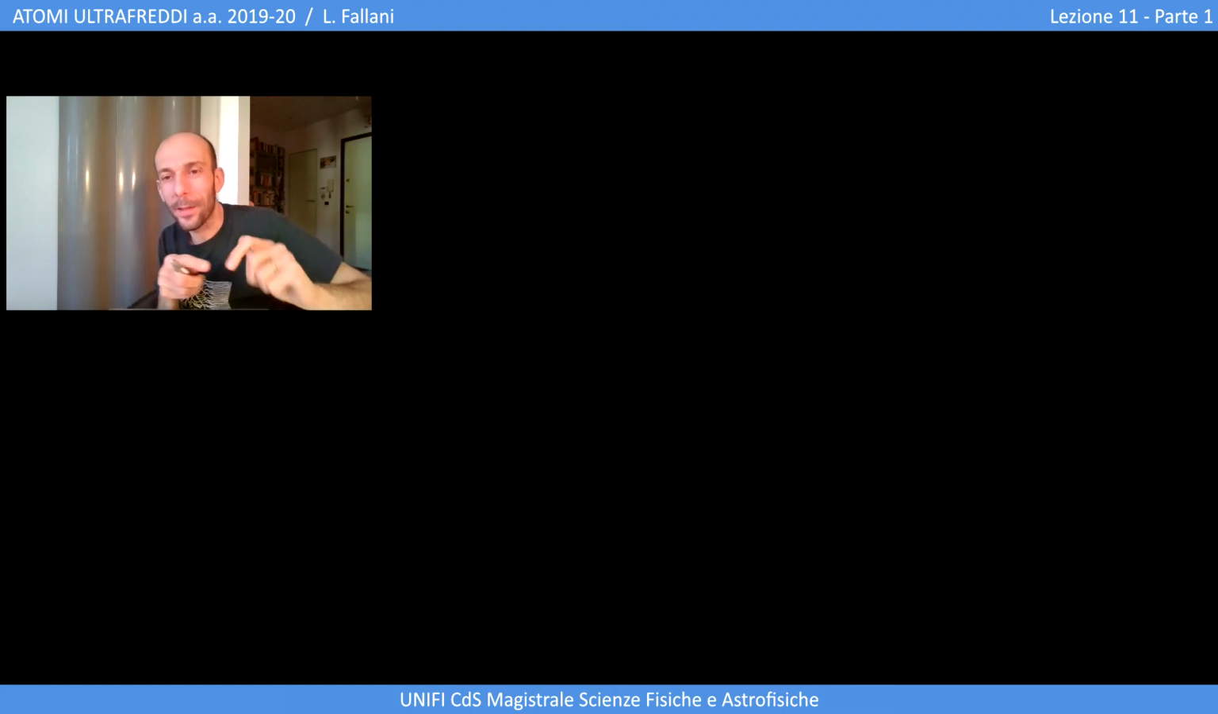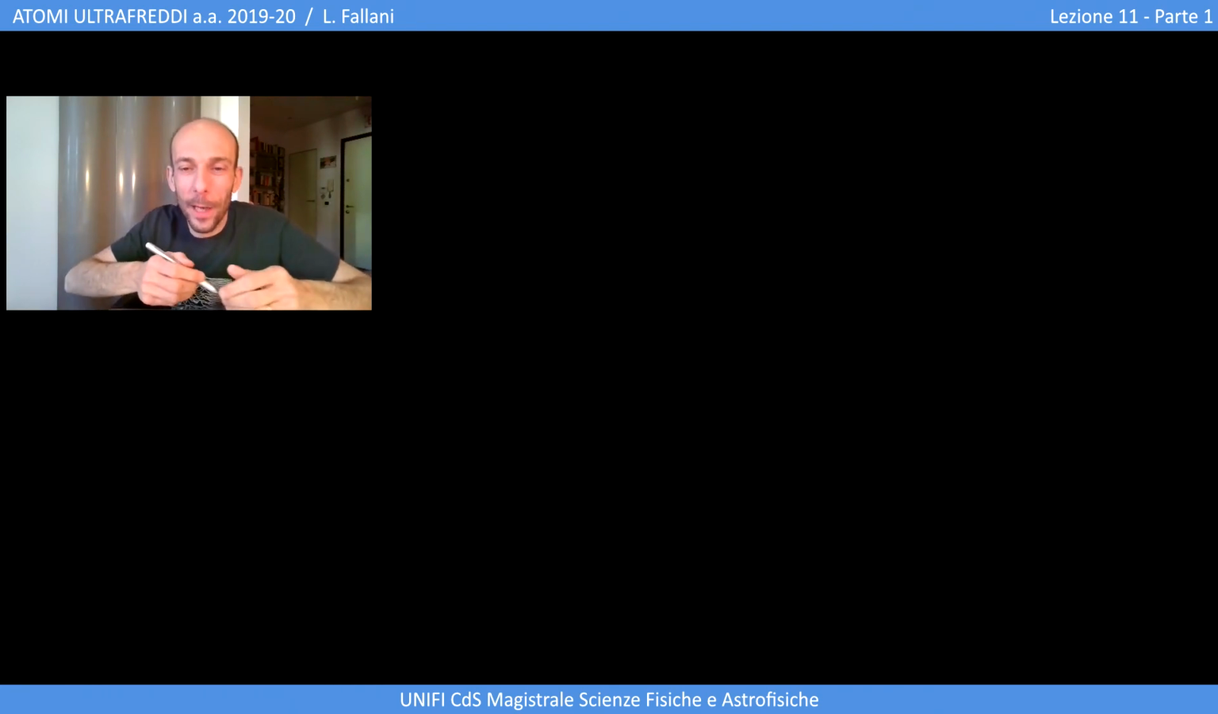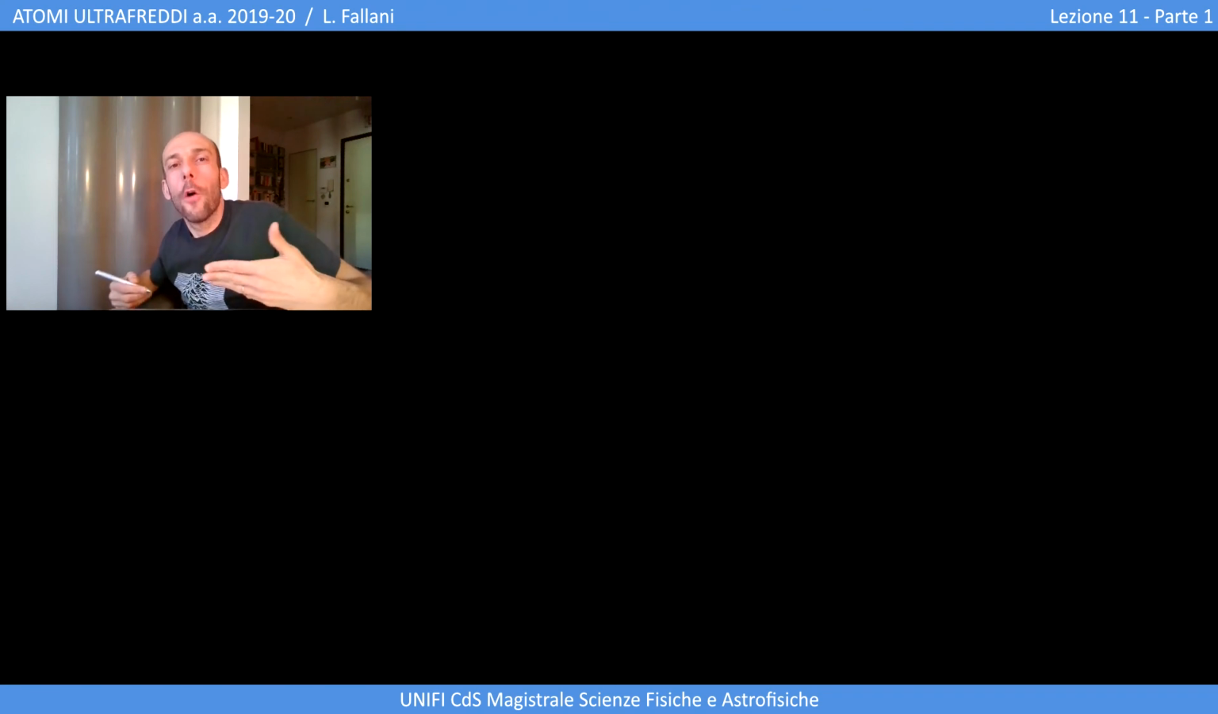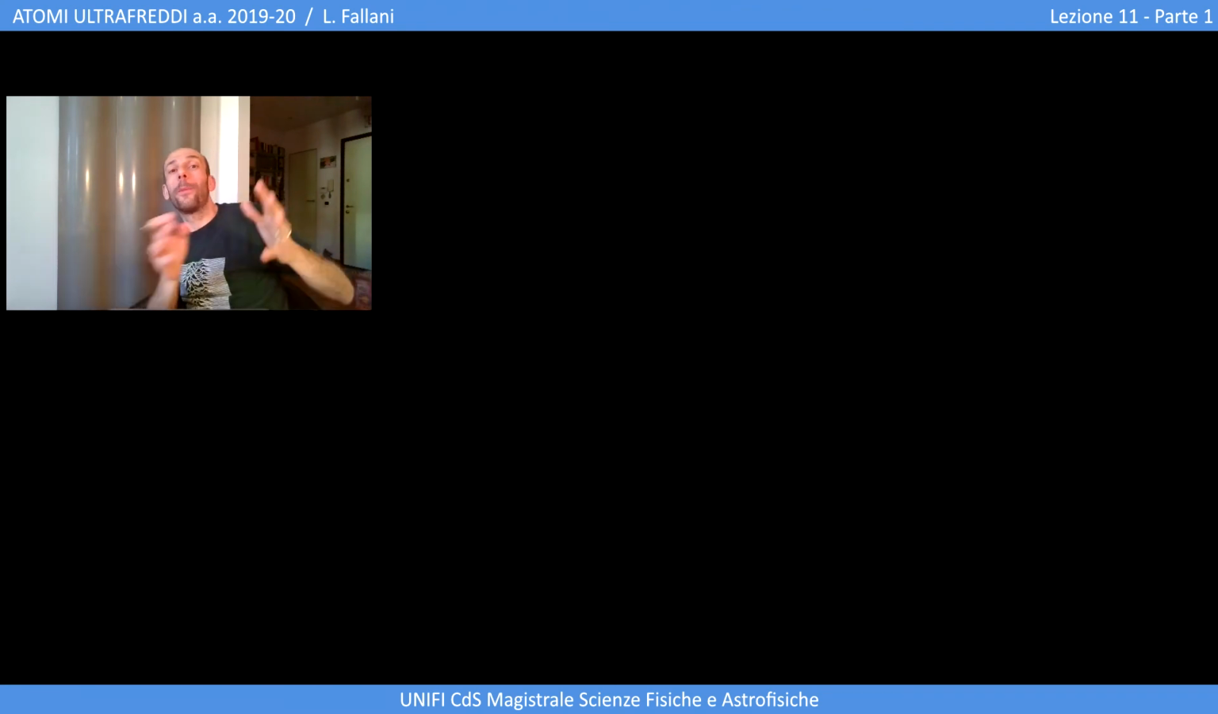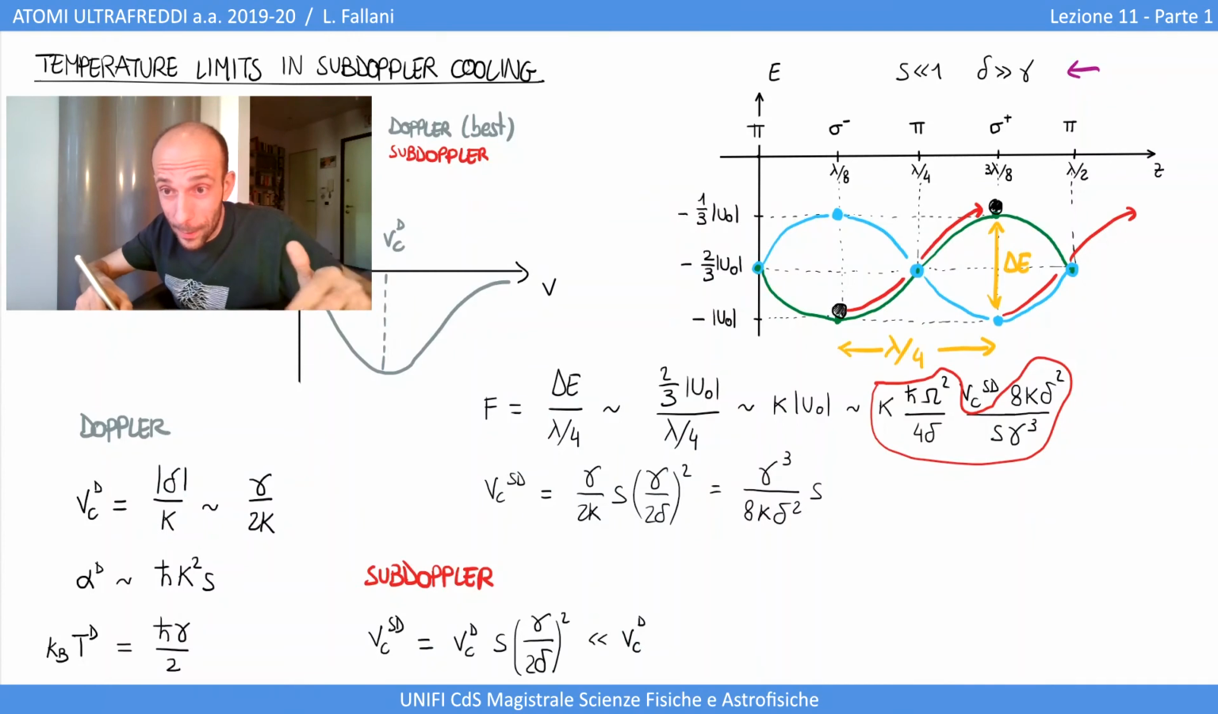That's a bit of a trick, but now we see why we do that, because we can recognize that all these expressions, which we will simplify in a moment, take the meaning of a friction coefficient, because this multiplies the velocity. So we can write this as the friction coefficient in subdoppler cooling times the capture velocity in subdoppler cooling.